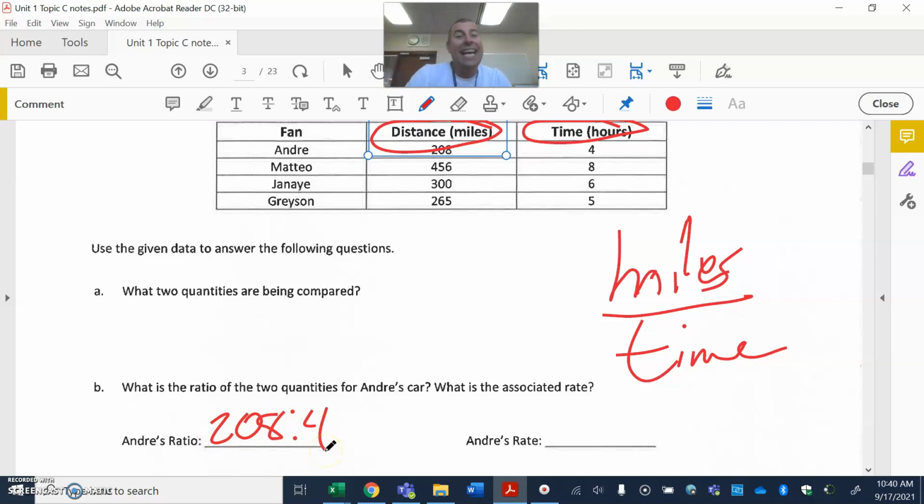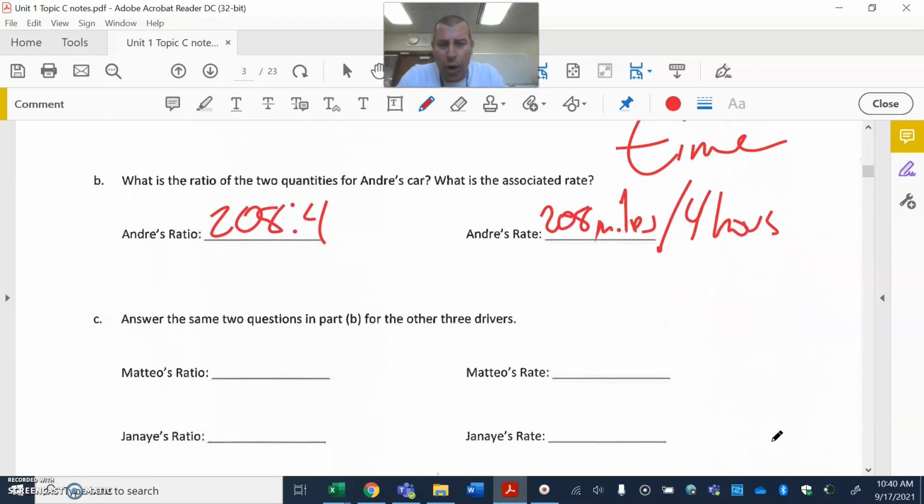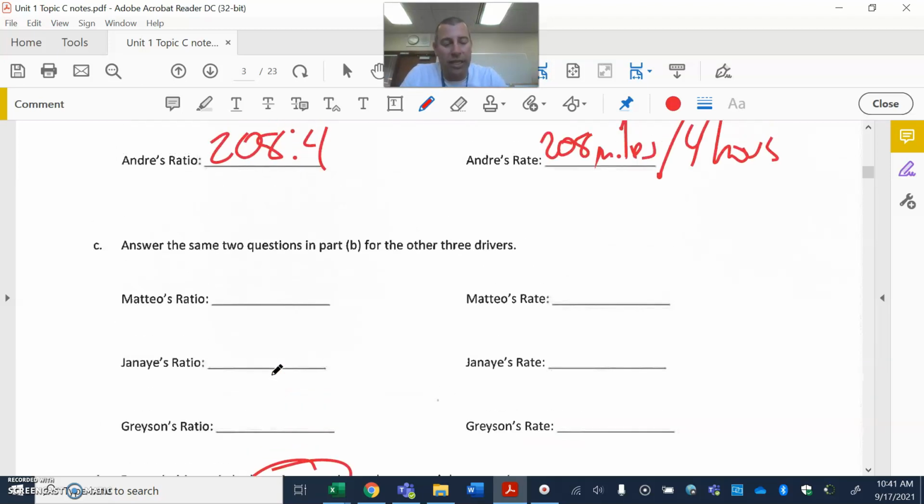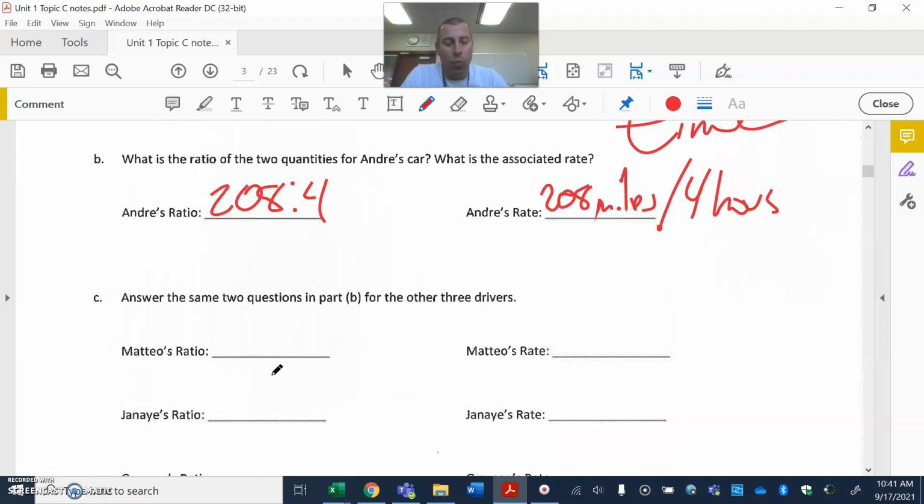So his ratio is 208 to 4. His rate, though, would be 208 miles in the 4 hours. Again, same thing, but with labeling. No need to fill that in for all of them. The one I want you to see is down here where they talk about finding the unit rates. Remember, the unit rate is how much for one. So when we come back up here, we're going to do a division problem. What are you going to divide by? Yeah, 4, because we want to know how much it is for 1.